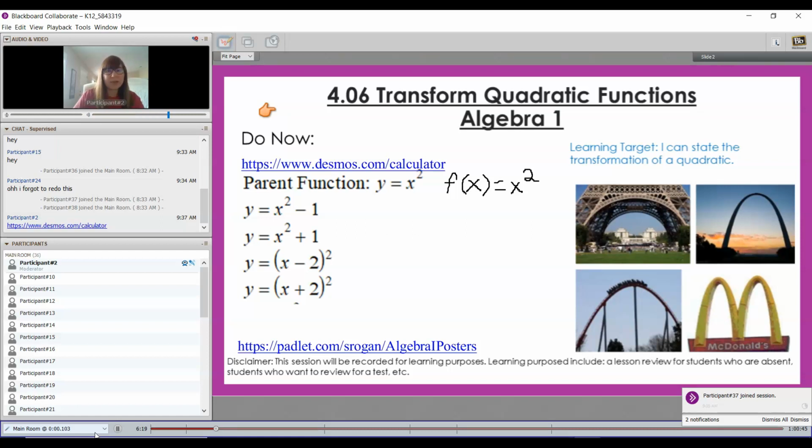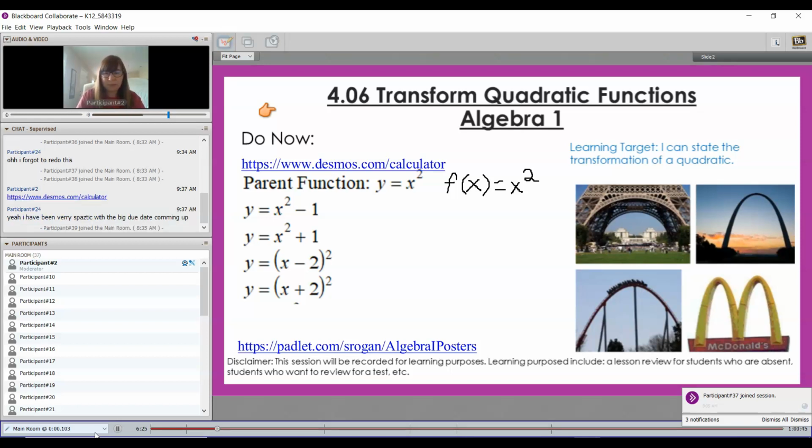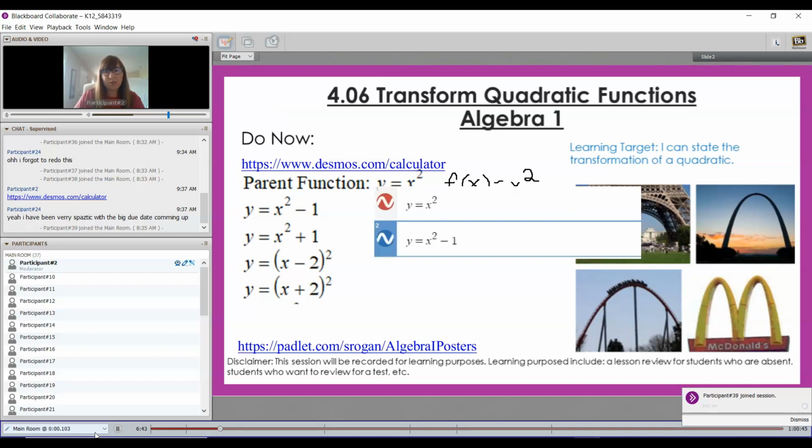And then type in the second one, the y equals x squared minus 1. And let's see what that does. So let me show you what I have typed in just so you can see. I like Desmos how it color codes it too, so you always know which line matches up with which function.